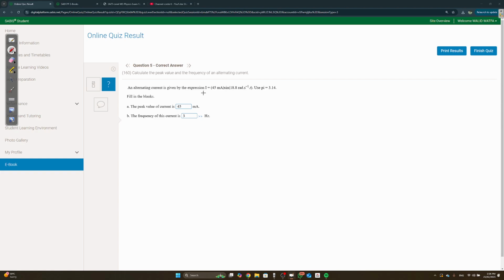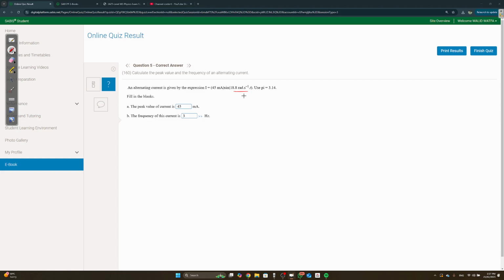Calculate the p. See, this is the question. I is equal to 45 milliampere sine 18.8 rad per second times t. Okay, use pi is equal to 3.14. How do you find I max? It's always the number here. So they gave us milliampere, so you don't need to change the unit. It's directly just 45.